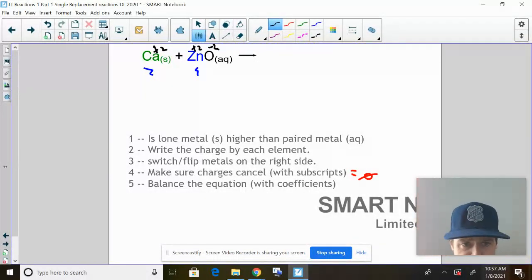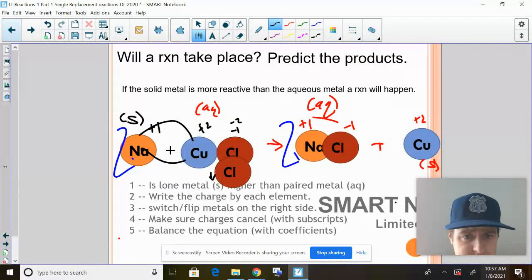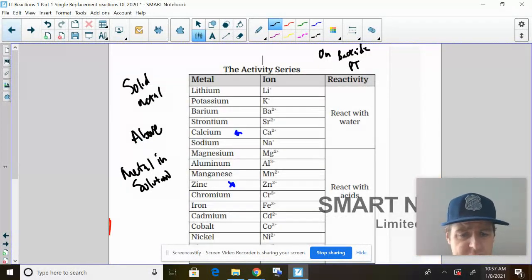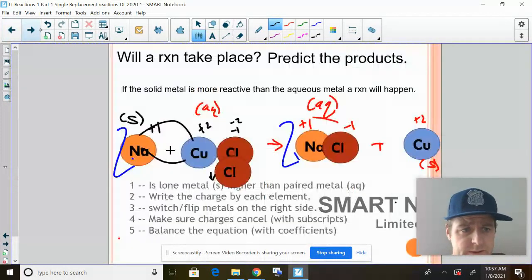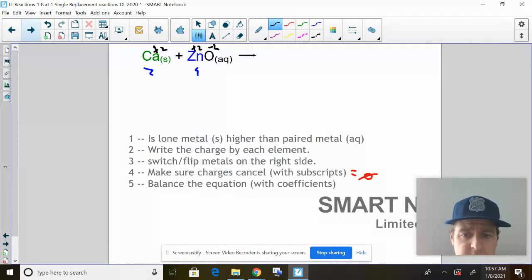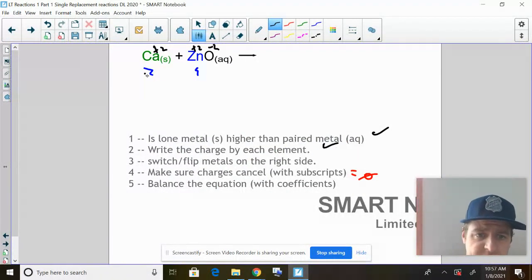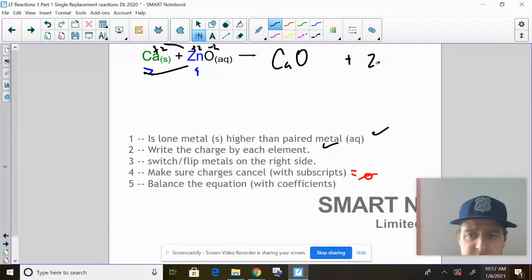How do you know those charges? Well, it says on the chart, but it also says on the periodic table too. Okay, so check, check, switch and flip the positives. All right, so I'm going to get CaO plus Zn. Okay, check.